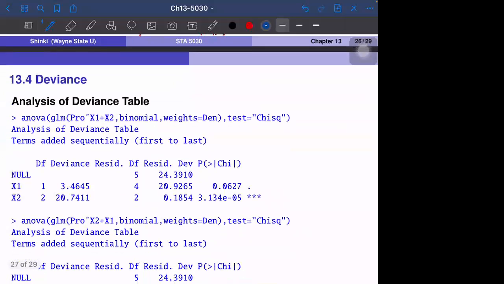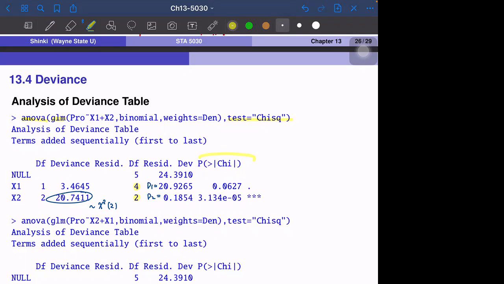And actually that can be done by this ANOVA function, but the meaning is different from the linear model. So for the GLM, we have to put test equal to chi-square. If we don't put it, I think some columns are not generated. Okay, so here's the null deviance, and the deviance. So this is D1, and this is D2. So the difference is 20.74. And this follows a chi-square distribution with DF 2, because the difference in degrees of freedom is 2.